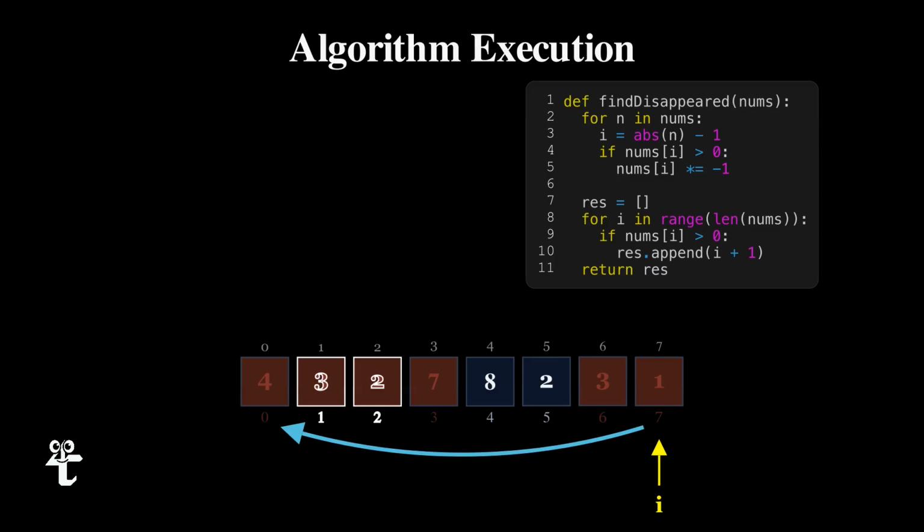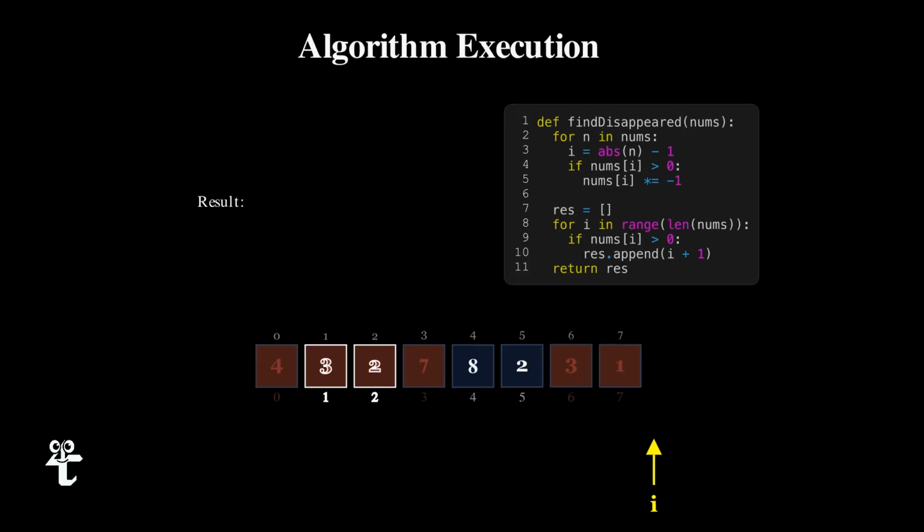Now we scan the array to find positive values. At index 4, the value is 8, which is positive. This means index 4, representing number 5, was never marked. At index 5, the value is 2, which is positive. This means index 5, representing number 6, was never marked. All other values are negative. We return the missing numbers 5 and 6.